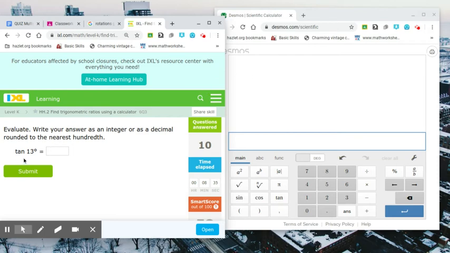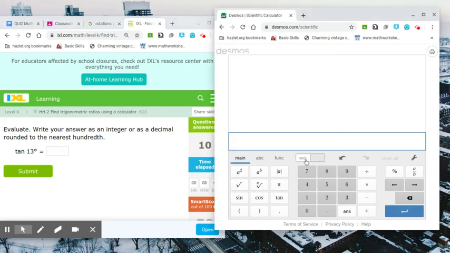So tan 13, that little circle we know means degrees. If you look up here, see how it says DEG? That means degrees. If you click it, it would go to radians, but we want to keep it in degrees because of the degree sign. So I'm going to click tan because it says tan and type in 13, and then I'm going to hit enter. On decimal, your answer appears over here.